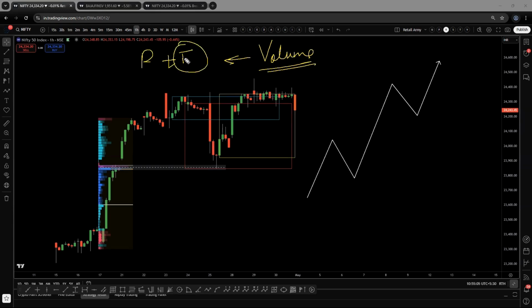So why do we connect it with time? This will tell us trap. Time tells us trap. Why do you connect it with price? It tells us the structure of the market. So right now, let's say this structure is bullish.